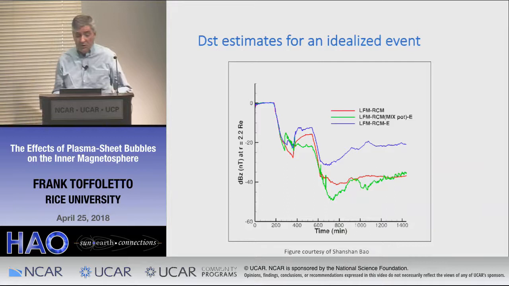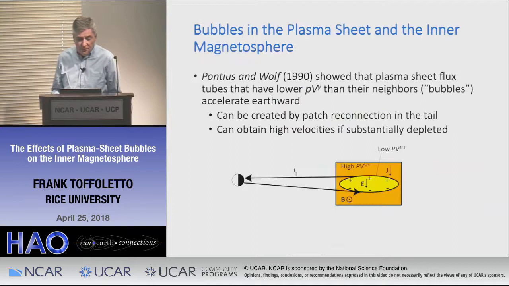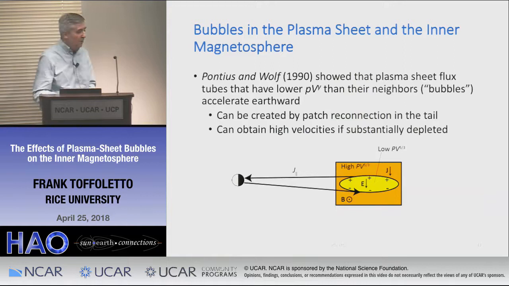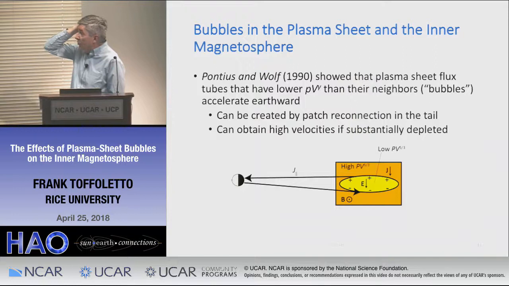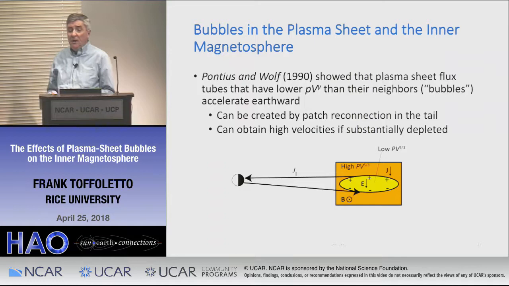So to move on to the topic of how important bubbles are, I'll set the stage about what exactly these things are and why they're important. This was first speculated back in 1980 by Pontius and Wolf. What they found, and this is basically an interchange process, is that if you take a region of plasma heat or a flux tube and you reduce the entropy in that flux tube and make it lower than its background, it automatically becomes interchange unstable because the gradient is no longer increasing as you go out. So it basically wants to move into the inner magnetosphere and find an equilibrium position there. And it can produce some fairly large velocities.